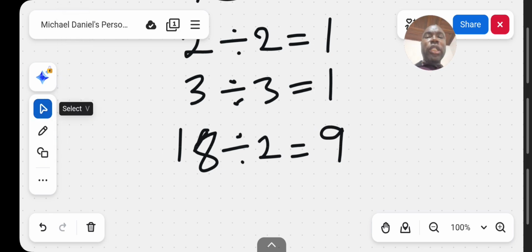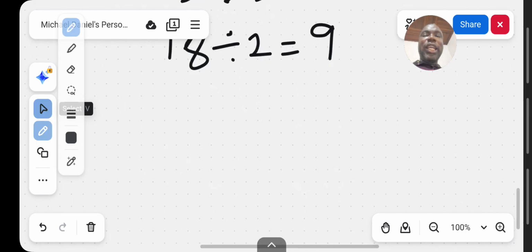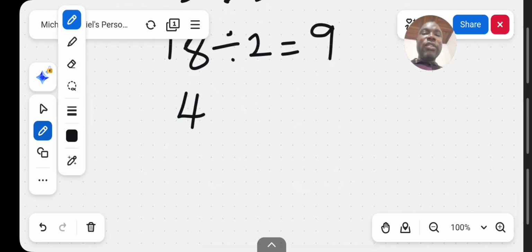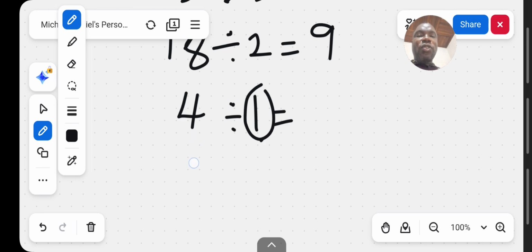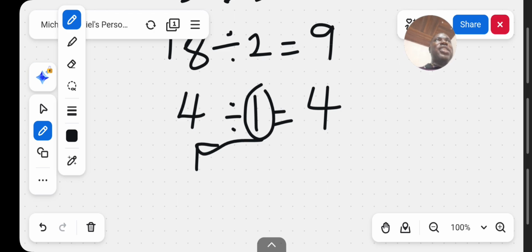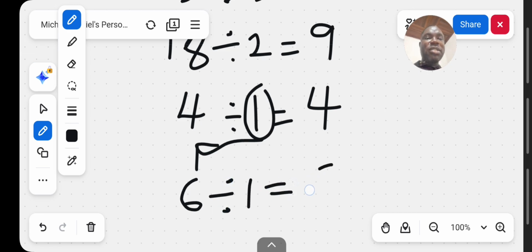What about if we are divided by 1? Like I say, 4 divided by 1. It's still the same question. You read the 1 times table. 1 times 1 is 1. 1 times 2 is 2. 1 times 3 is 3. 1 times 4 is 4. So 1 times what will give you 4? That is still 4. So what's 6 divided by 1? 1 times what will give you 6? 1 times 6. So any number divided by 1 will give you that same number.